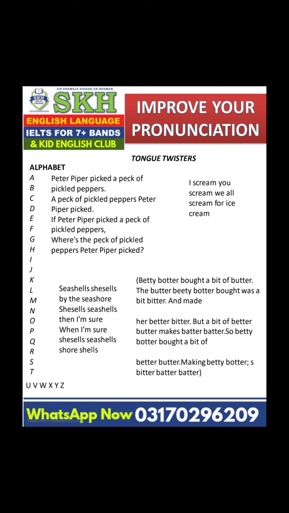Berry Butter bought a bit of butter. The butter Berry Butter bought was a bit bitter and made her better bitter. But a bit of better butter makes a better batter. So Berry Butter bought a bit of better butter, making Berry Butter's bitter batter better.